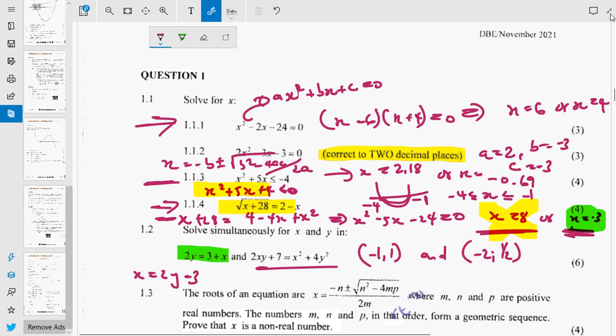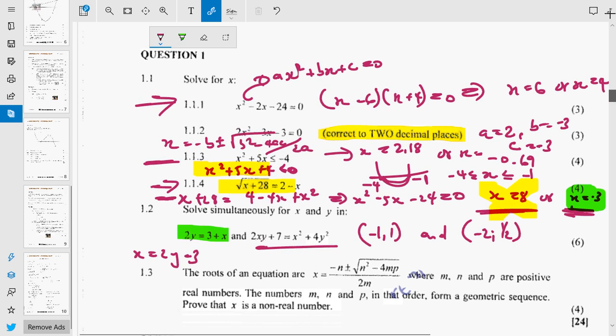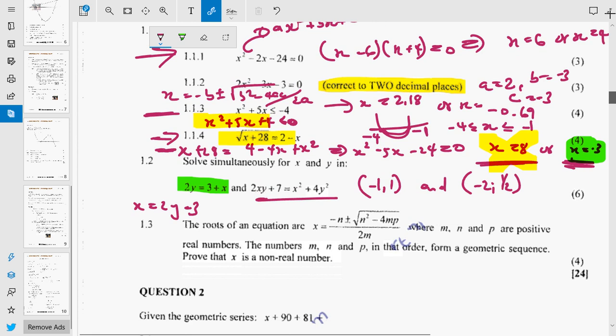Now the last part of question 1 is a little bit exciting. It's a short, beautiful question asking us to prove that x is a non-real number.